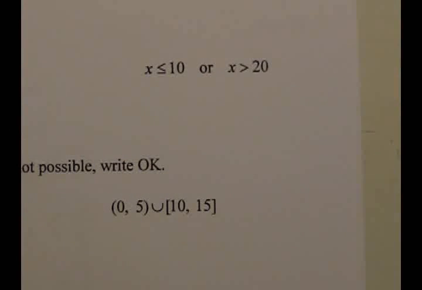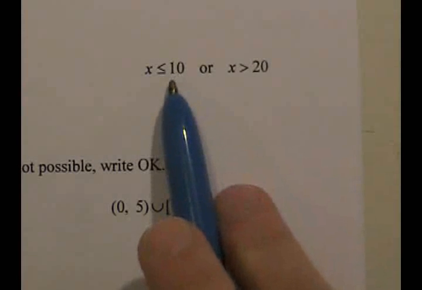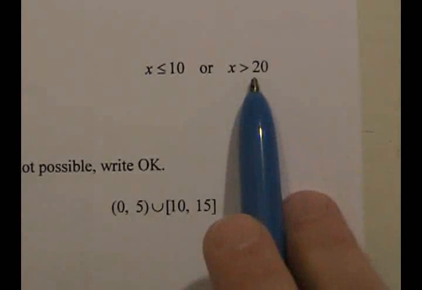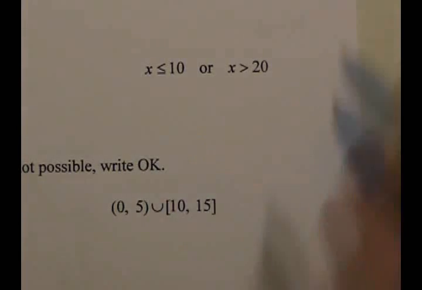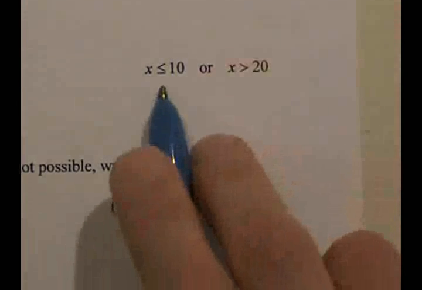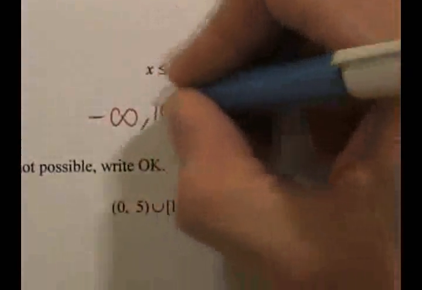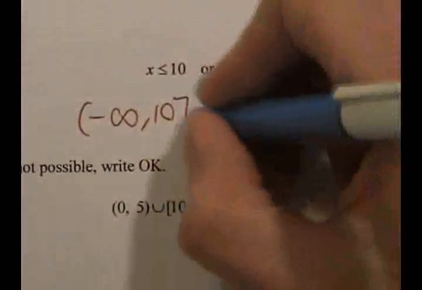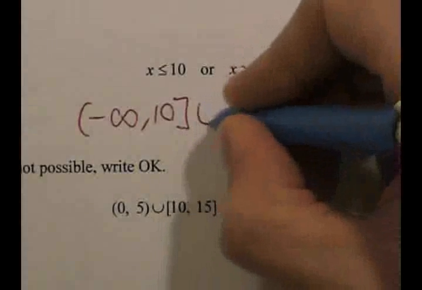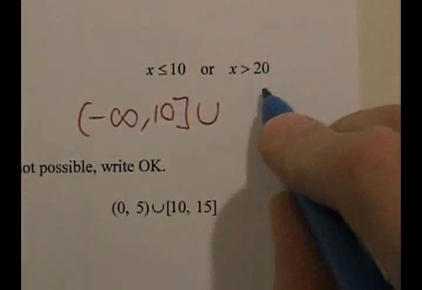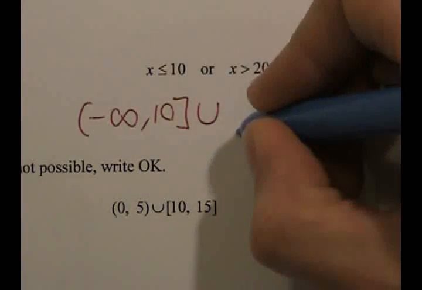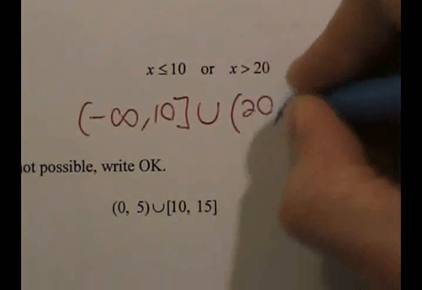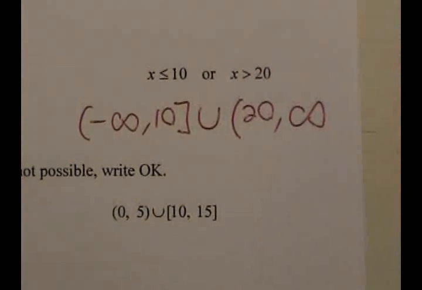And this third one here, x is less than 10 or x is greater than 20. So the way that we say x is less than or equal to 10 would be minus infinity, comma 10. Put a bracket because it's included. Or means the union. And x is greater than 20, exclusively greater than, so 20 is not included, to infinity.